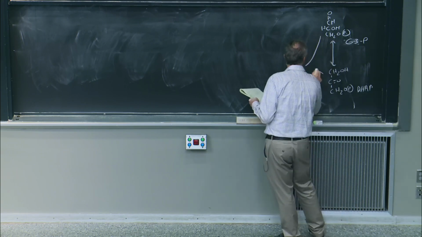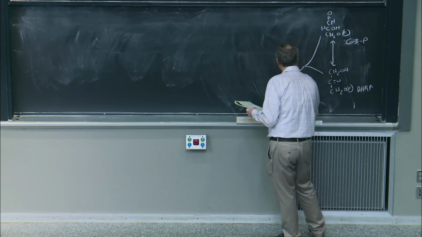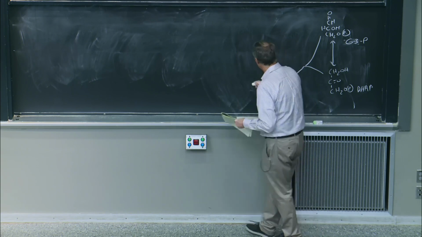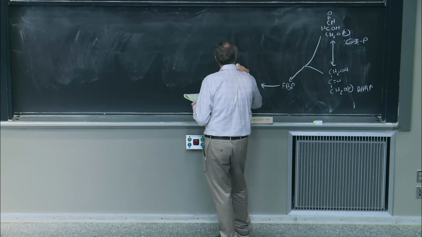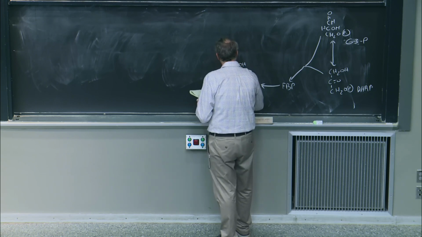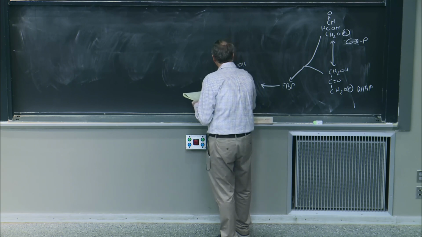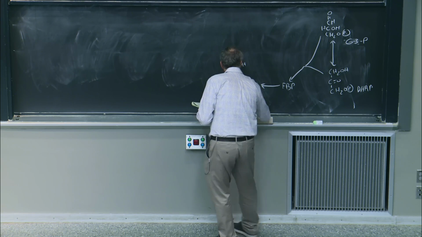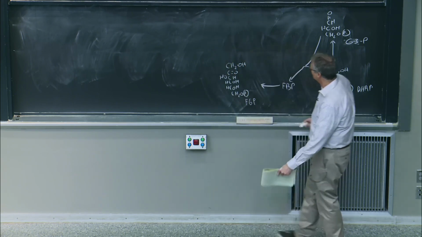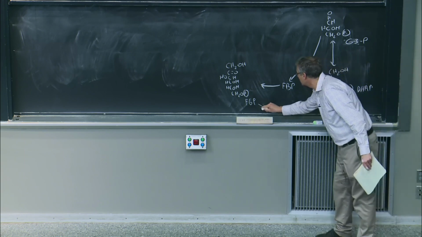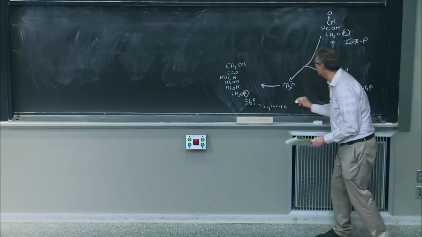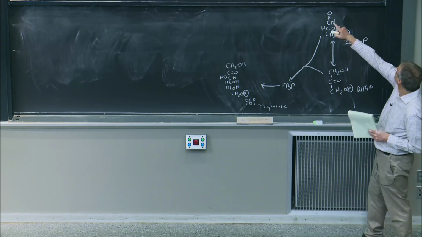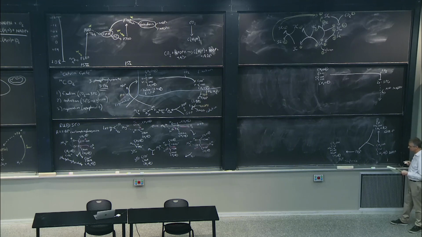And of course, this is what I need to generate FBP and ultimately generate fructose 6-phosphate. And that fructose 6-phosphate, of course, can be used to generate glucose, and I'm not going to draw out the steps for it. Okay, all stuff you know. RuBisCO reaction, and then gluconeogenesis, ultimately to get glucose. Okay, now here's where it gets interesting.